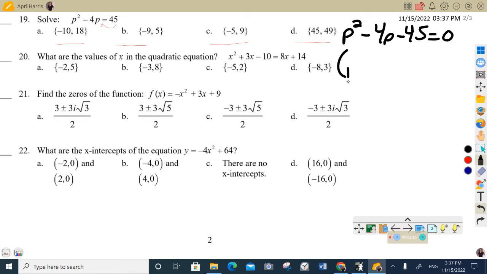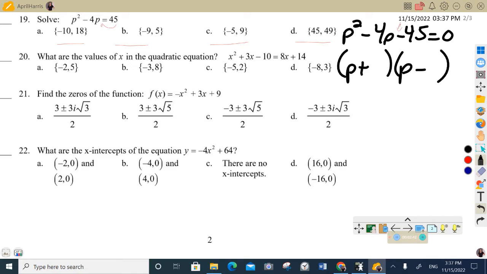I'm going to set up my skeletons, p and a p. They multiply to get a negative, so one's positive and one's negative, and the difference needs to be 4, and they multiply to give you 45. If you're struggling with your multiplication factors, look at your multiple choices. 10 times 18 is 180. 45 times 49 is huge. 9 and 5 are going to be your numbers.